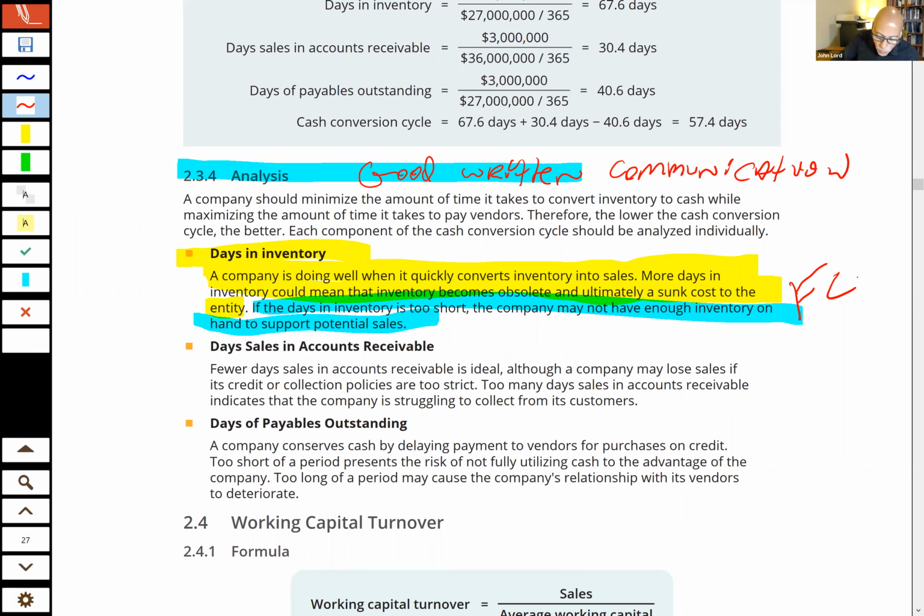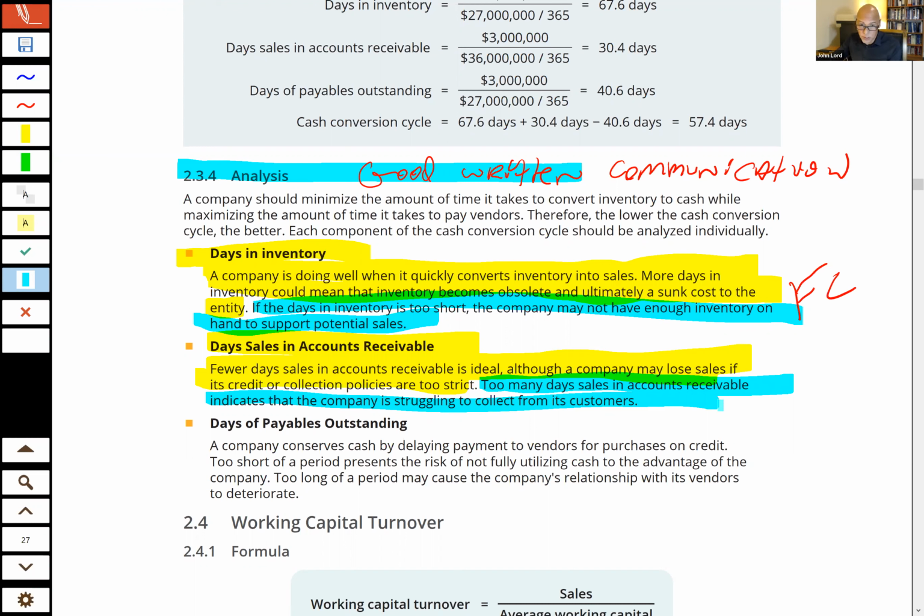Okay. Now we look at the days in accounts receivable, and fewer days in accounts receivable is ideal, although the company may lose sales if its credit collection policies are too strict. That's pretty standard though, right? 30 days is probably about what most companies are going to put on the terms of a credit sale. Too many days in accounts receivable indicate that a company is struggling to collect from its customers. So we start seeing that number getting into the 60-day category.